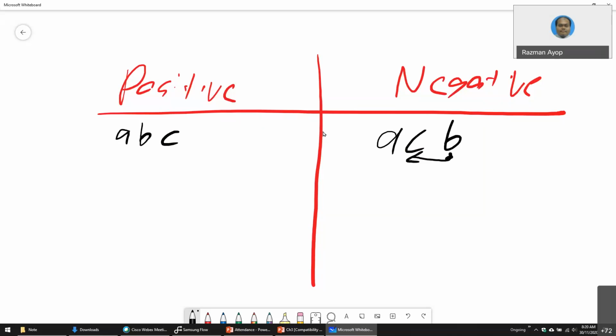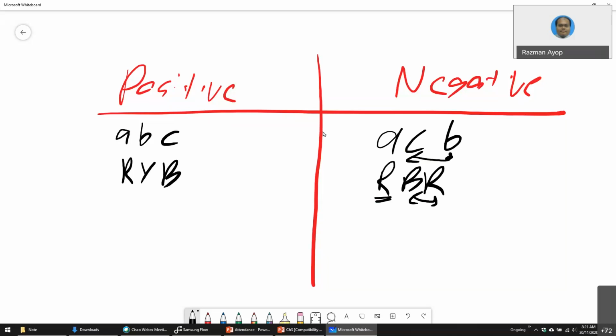If you use the RYB system, make sure you know both systems, because sometimes they use ABC, sometimes they use RYB. So this one is RYB, red, yellow, blue. For the negative system, use RBY. Also, this one is maintained, and this one is flipped.